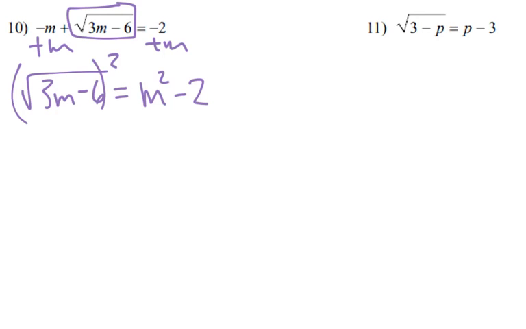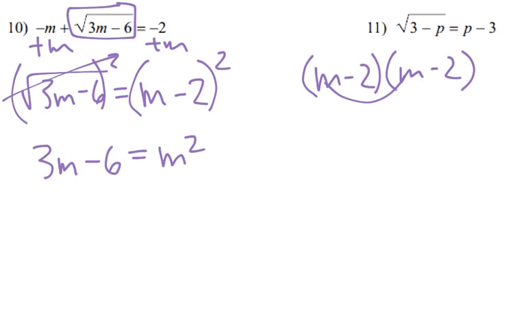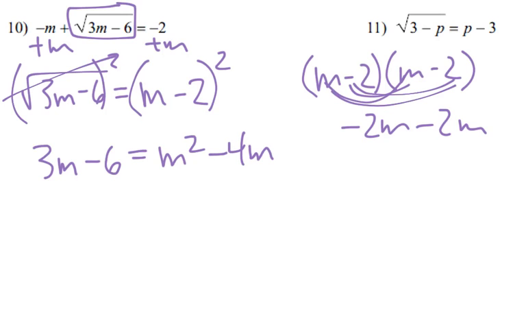Now when I square it, I don't square them separately. I square them like this. Okay, which should key us into the fact that we're going to deal with a quadratic here. On the left side, though, we simplify. So m minus 2 squared is like m minus 2 times m minus 2. Okay, so we can just multiply that out. M squared, negative 2m, negative 2m, so that's negative 4m. Negative 2 times negative 2 is positive 4.